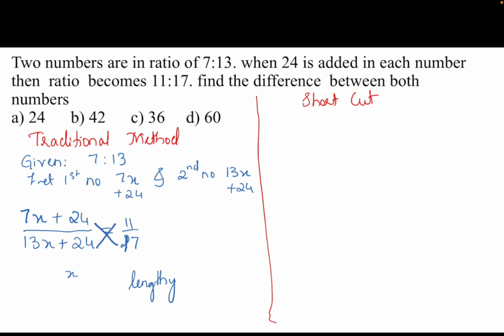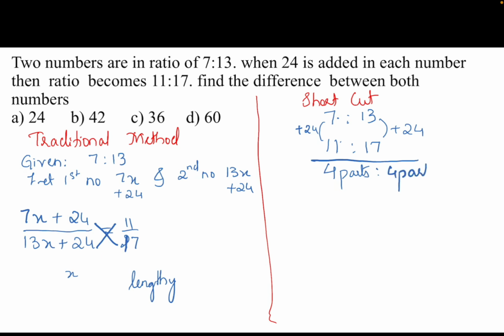So how is that? We'll see here. Now initially the numbers were in the ratio 7:13. Then after adding 24 to each number, the ratio became 11:17, isn't it? Now when 24 is added to 7, the ratio changed to 11, and when 24 is added to 13, the ratio changed to 17. So what is the difference from 7 to 11? It is 4 parts, isn't it? Then from 13 to 17 is also 4 parts.